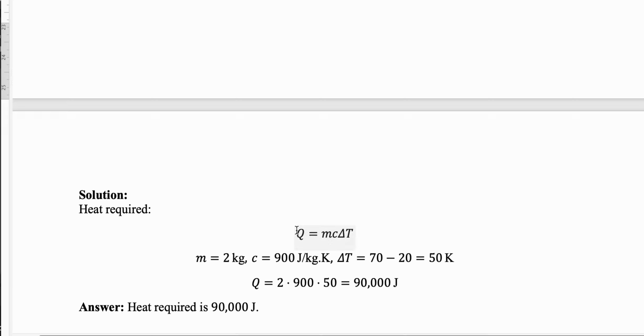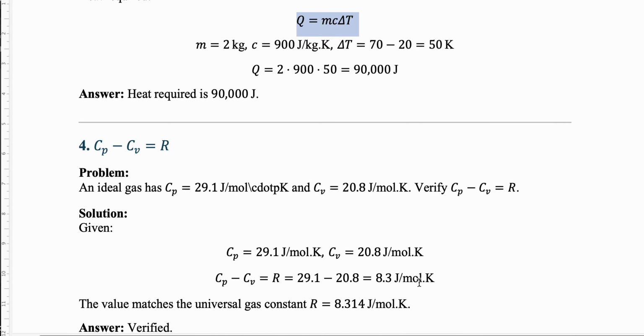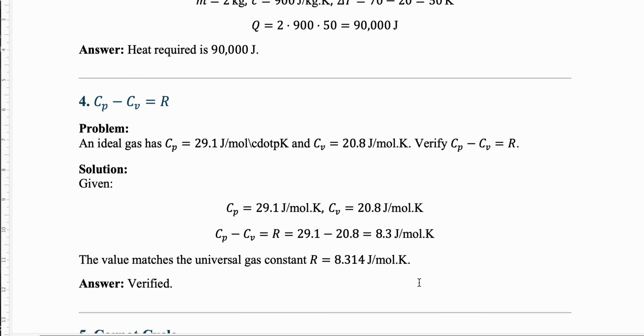I can directly use this relation, Q is equal to mc delta T. Even if you don't remember the relation, you know the original relation of specific heat. Think about it, derive the relation, and then you can do your calculation. It becomes more easy. M is 2 kg given, C we already know, delta T is nothing but the change in temperature, 70 minus 20, which is 50. So you can multiply them and you can get the answer as 90 kilojoule, right? So this is a very, very simple question, but you need to know the relation.